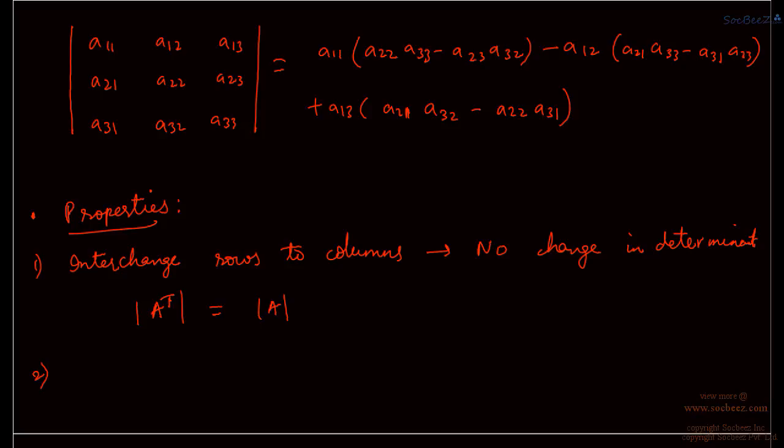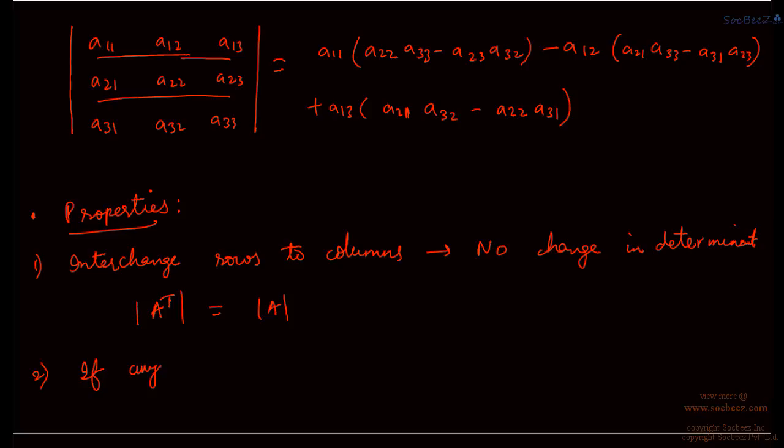Right. The second one is, if I interchange any 2 rows or 2 columns, right? So suppose I take the first row, this one, and I interchange it with the second row. Okay, so that makes my new determinant A21, A22, A23 as in the first row, and then A11, A12, A13 in the second row. Right. So what this does is, this negates the determinant. Okay, so my new determinant is the negative of our original determinant.